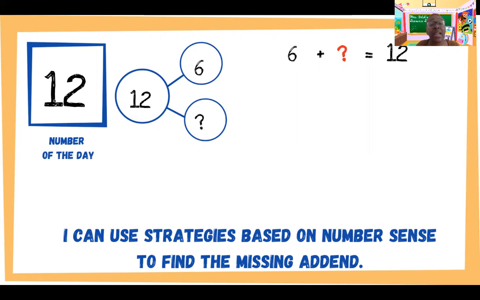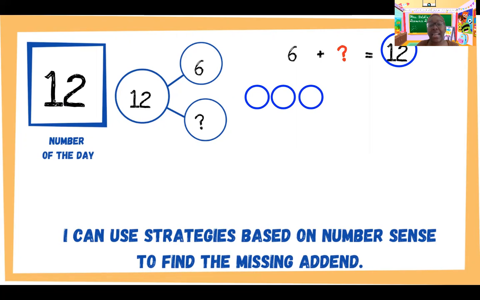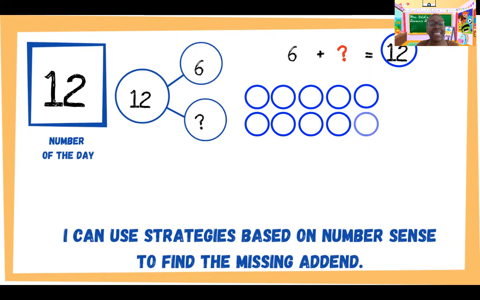That's right. We are going to start with 12 circles. Why are we starting with 12 circles? That's right, because 12 is our total. Let's count together. 1, 2, 3, 4, 5, 6, 7, 8, 9, 10, 11, 12. Great job. What are we going to do next?